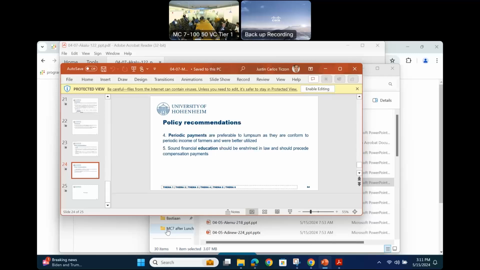But I mean, you get the compensation only once, and the cocoa production is on a yearly basis. Yeah, it's on a yearly basis. So in that respect, it's not that much difference.